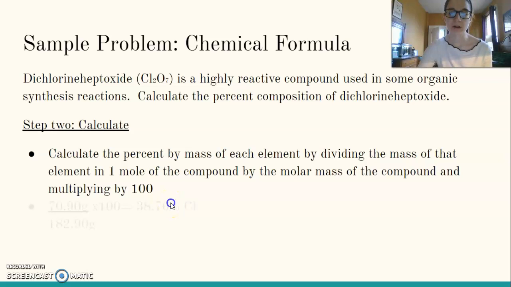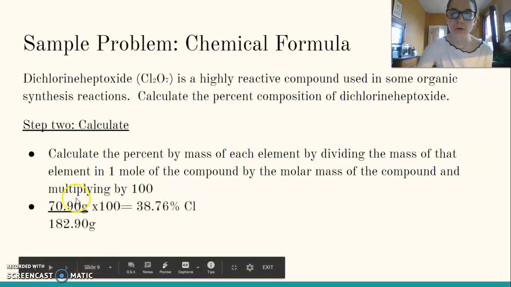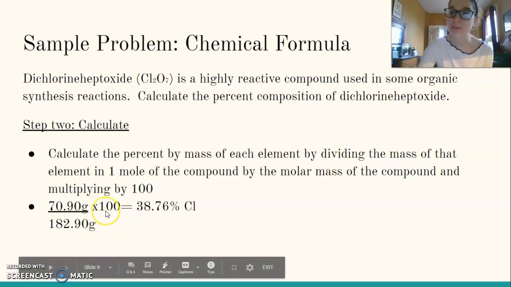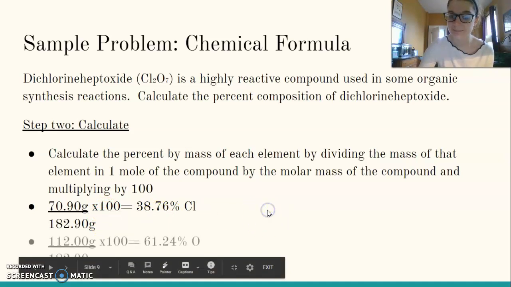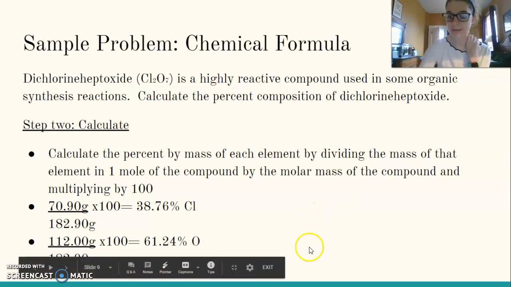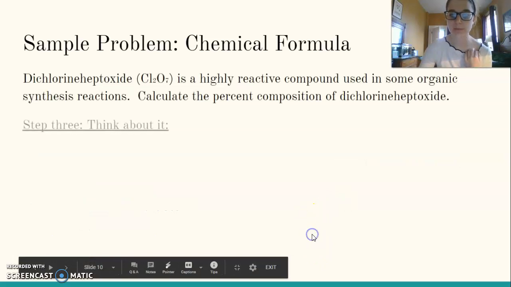Okay, so in 1 mole of dichlorine heptoxide, we had 70.90 grams of chlorine. We divide it by the total molar mass, multiply by 100, and we get 38.76% chlorine. Then for oxygen, we do the same thing with its molar mass. How many grams would be in 1 mole of a substance for oxygen? And that would be 112 over 182.9 times 100, which is 61.24%. Okay, and I'm going to add a step 3 here.